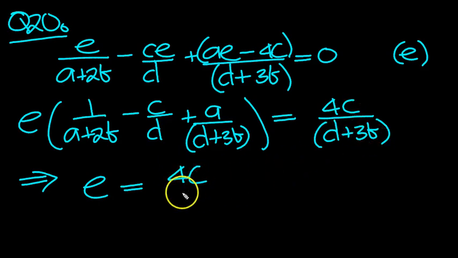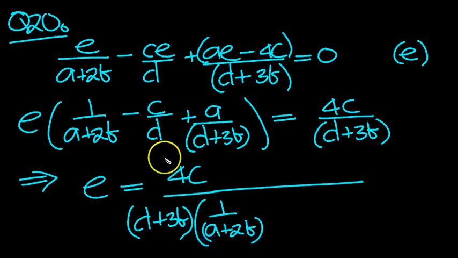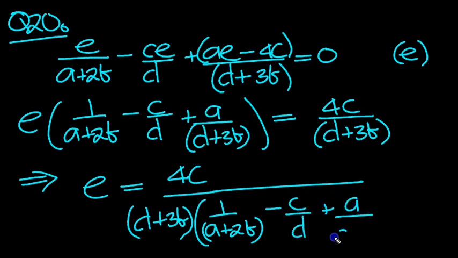So it'll be 4C over D plus 3B bracket, and then I'm going to put a bigger bracket to cope with this stuff. It'll be 1 over A plus 2B, that term, minus the C over D. So I'm going to treat it like this really, plus A over D plus 3B. And that'll do, I think, because that's E.